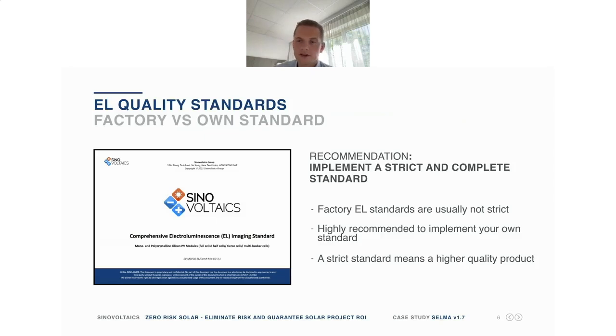Then, on the left, you can see the cover of our own EL standard. So when buying solar modules from a PV factory, it's always important to be aware of the quality standard that you agree to in the contract. So EL defects are listed in the factory's EL standard, but those factory EL standards are usually not that strict, which means that some defects are allowed to pass. So we recommend to implement your own EL standard, or we can help you to adjust the factory standard. This will directly raise the quality level of your modules, and most PV factories accept those requests.